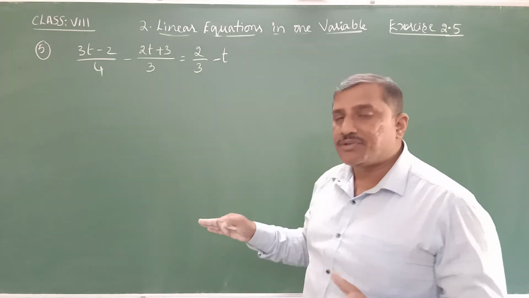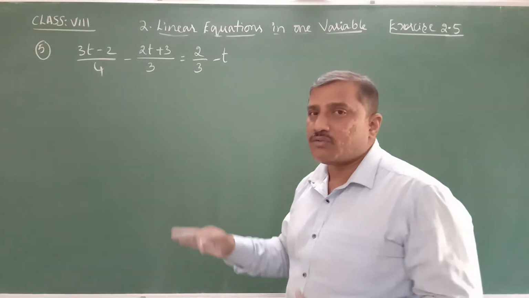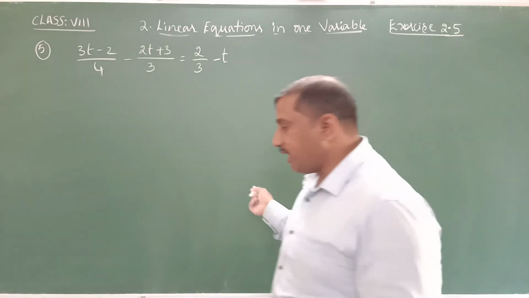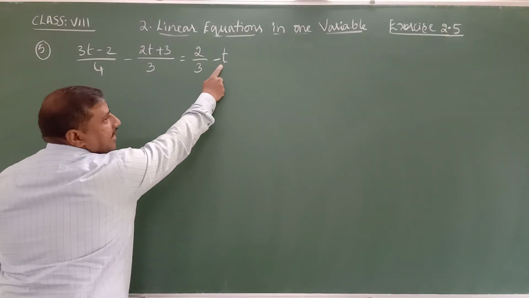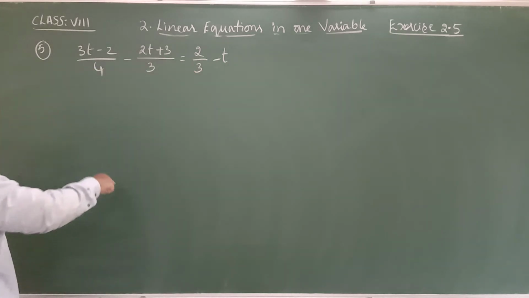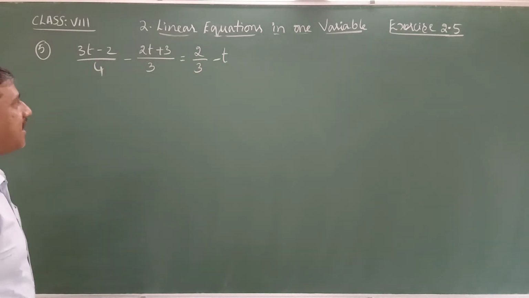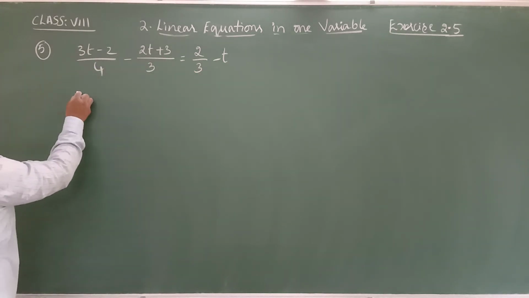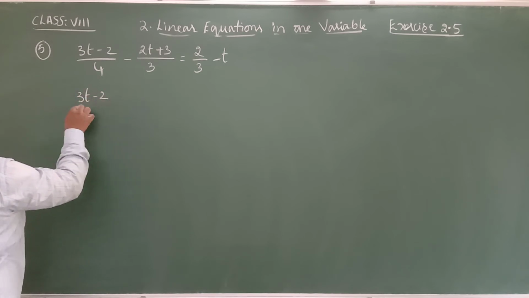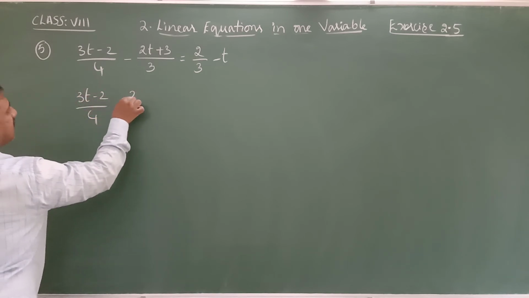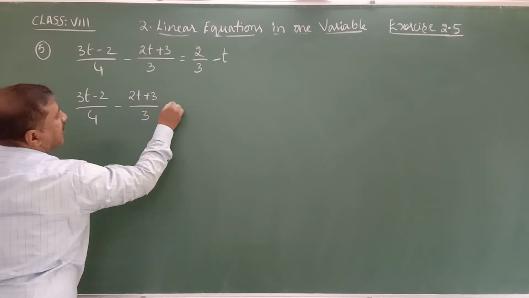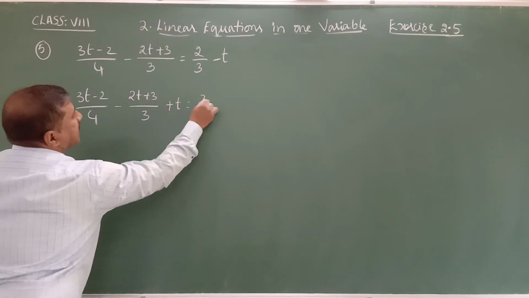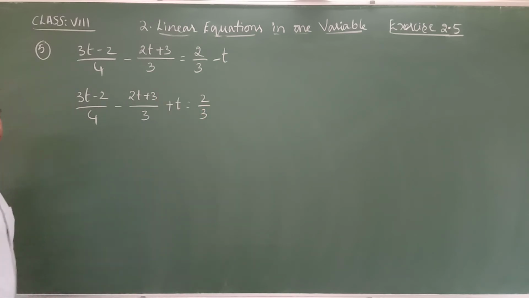The first and foremost step is to bring the variables to one side and constants to the other side. So we have the variable minus t on the right hand side. Transpose that to the LHS, it will become plus t. Therefore, what we get is (3t minus 2) by 4 minus (2t plus 3) by 3 plus t is equal to 2 by 3.